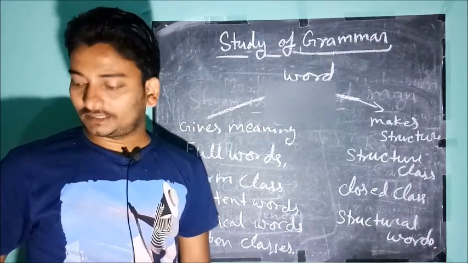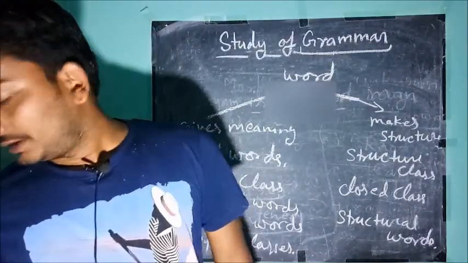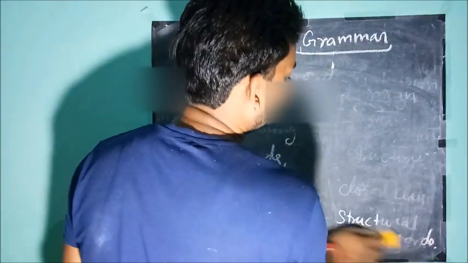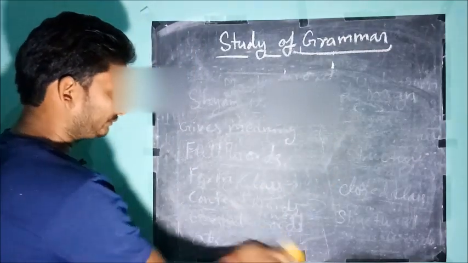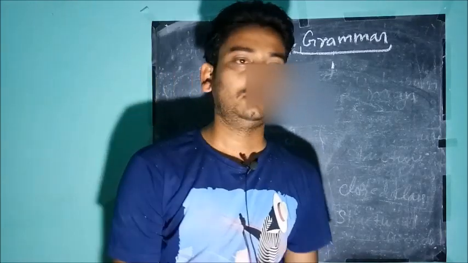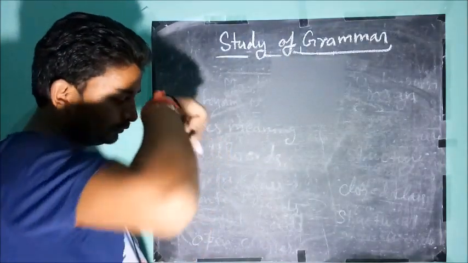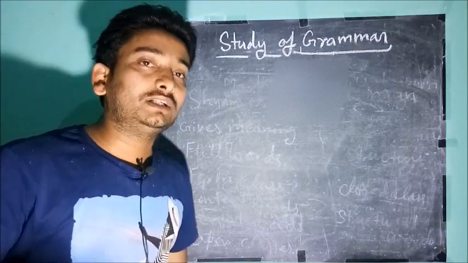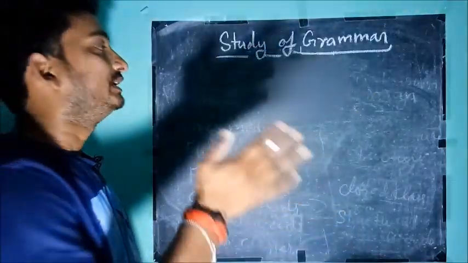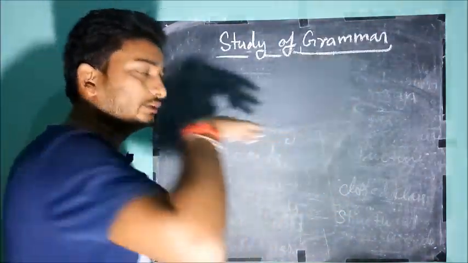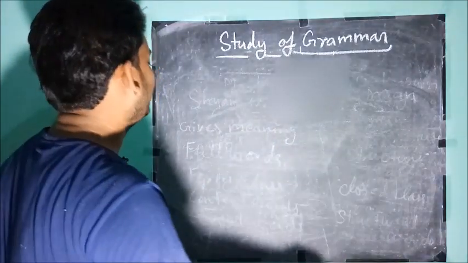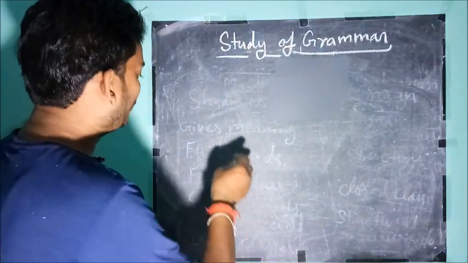But there are some other divisions or classifications of words. We must discuss that also. The next one is that words are divided according to position. This means the position of words in a sentence, according to which we understand structure. According to positions, there are 4 types of positions in a sentence.